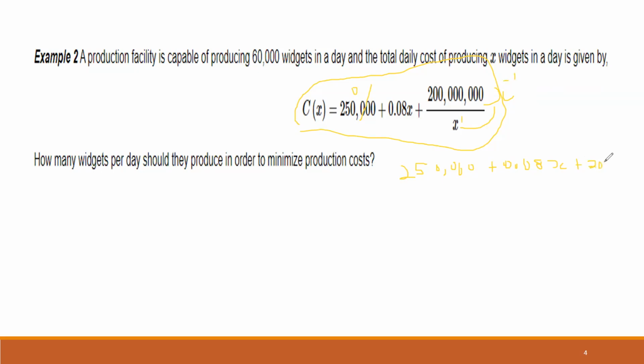Did you guys do this? So it's 200 million, all right, to x to the -1. So this goes to 0, right? This goes up and you're just left with 0.08. There's a -1 on top here, right? So you bring that in front, so it becomes -200 million.